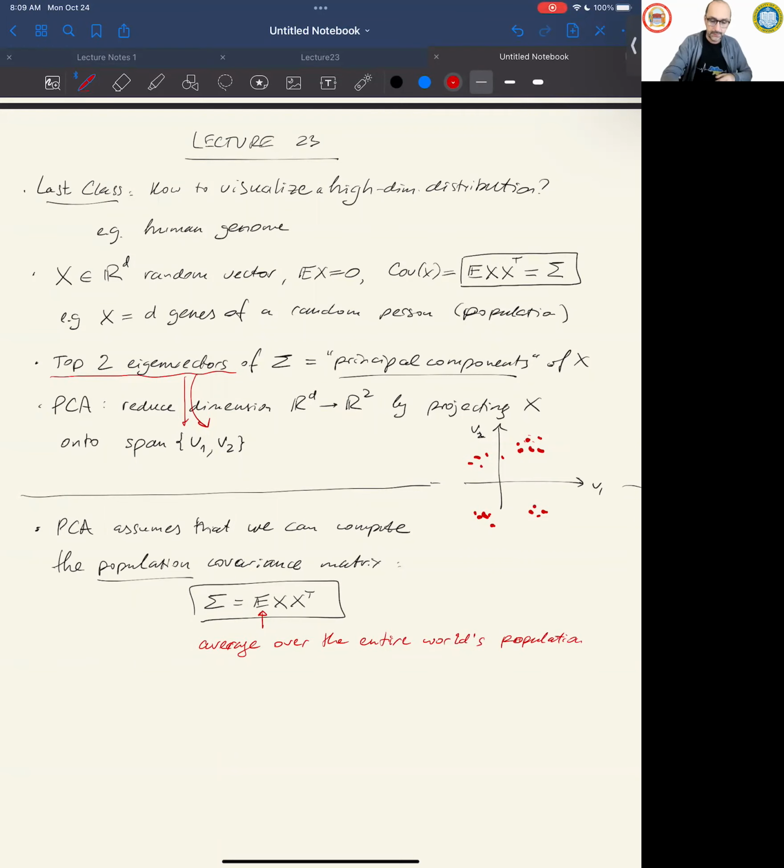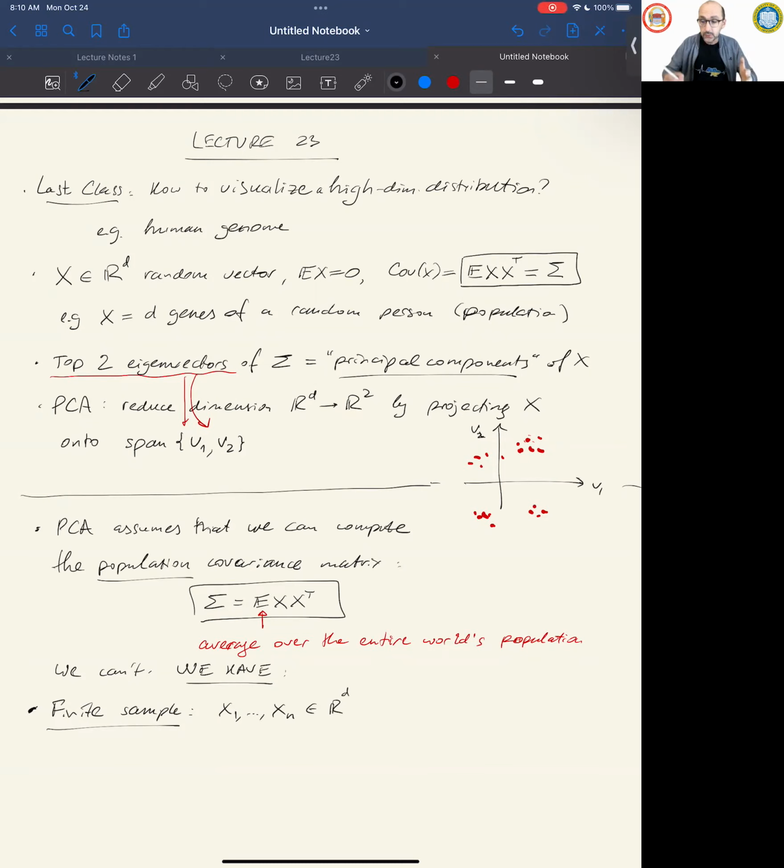But we can't do that. We don't have the data about the entire world's population. We have a finite sample. Instead of all of the people in the world, we have just a sample that's available for our study, a finite sample. Let's say we draw just N people, not like 7 billion, but just N people for our study.